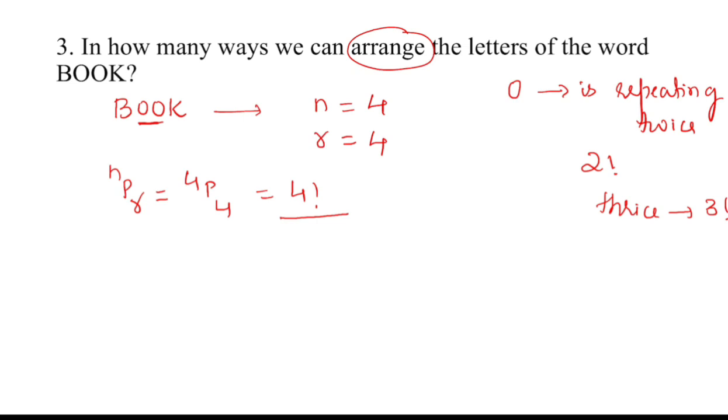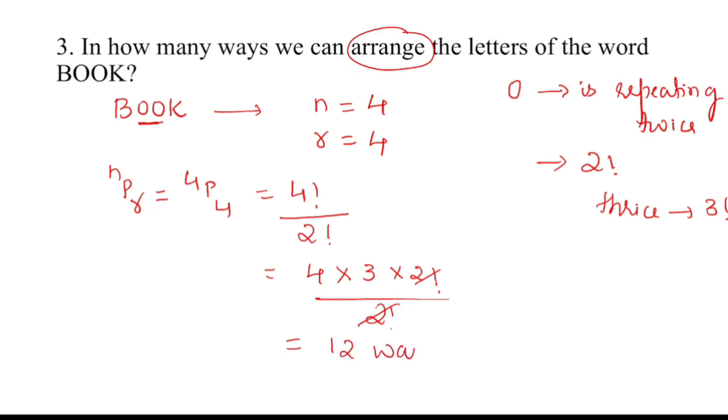So O is repeating twice, therefore we have to take 2 factorial. So divide this 4 factorial by 2 factorial. Now don't write completely till 1. Since in the denominator there is 2 factorial, that 2 factorial will cancel with the 2 factorial above. So write till only 2 factorial and divide by 2 factorial. So 2 factorial cancels, and 4 into 3 is 12 ways. The word book can be arranged in 12 ways.